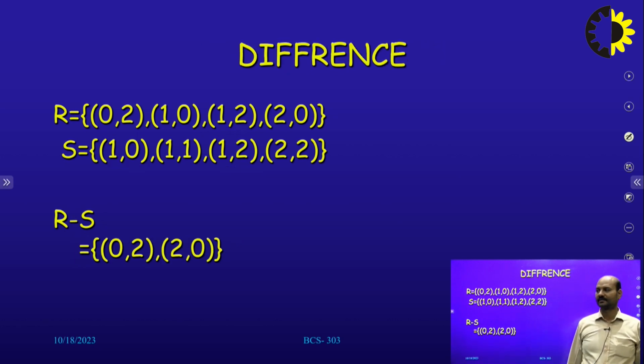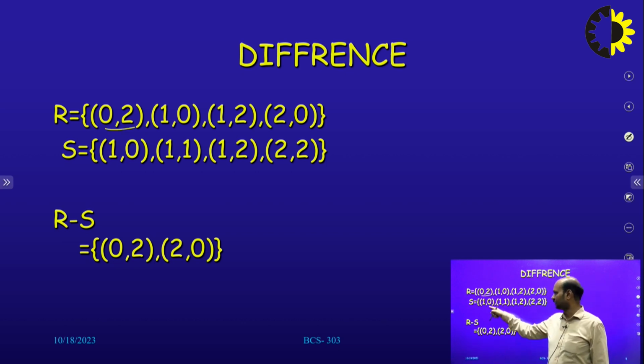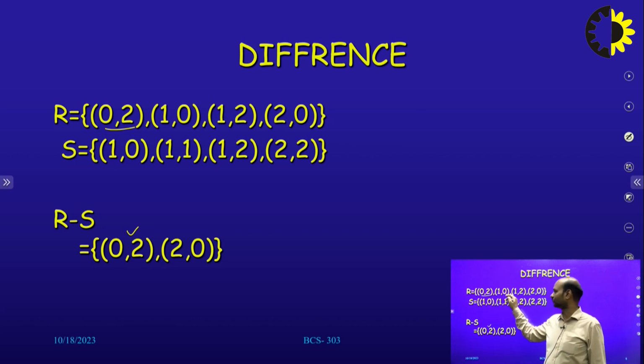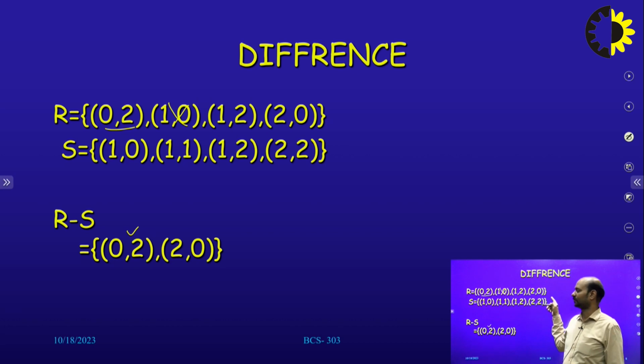Then difference, like sets. How do we calculate a difference between sets? We process all ordered pairs of R except those that are part of S. So, we process 0 comma 2, is it present in S? No. So, we put it here. Then 1 comma 0, it is present in S, so we skip this ordered pair. Then 1 comma 2 is also present, so we skip this. Then 2 comma 0, which is not part of S, so we write here 2 comma 0. So, we can easily calculate R minus S.